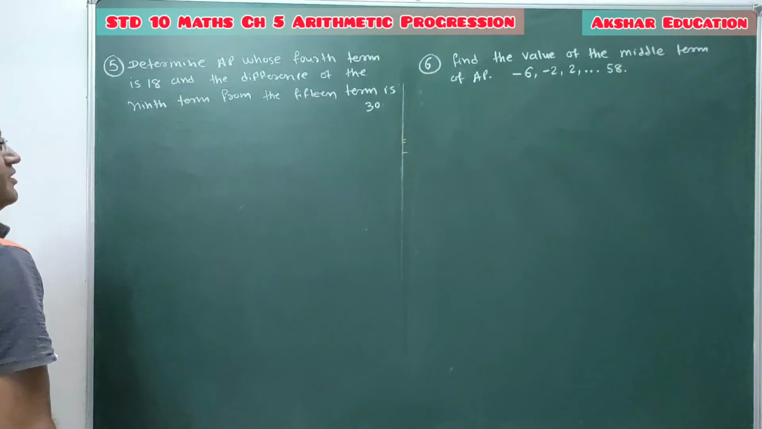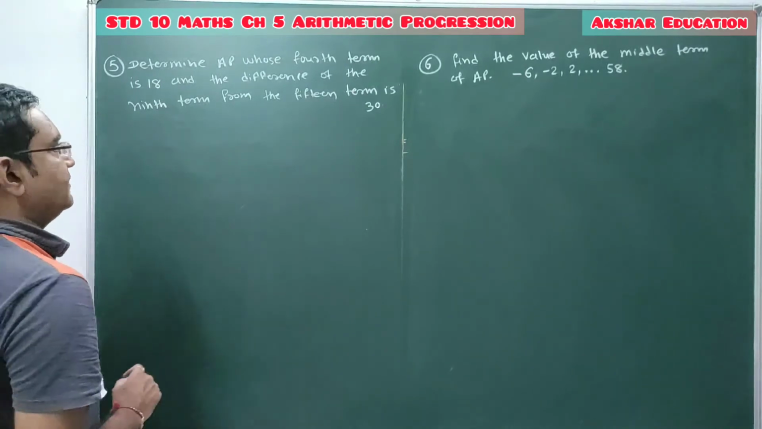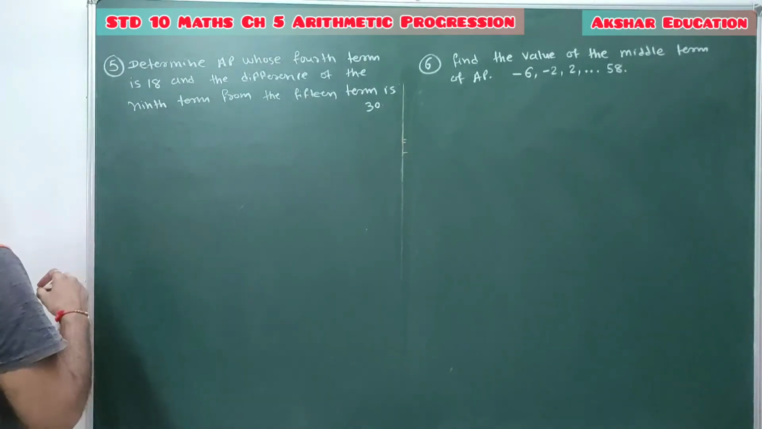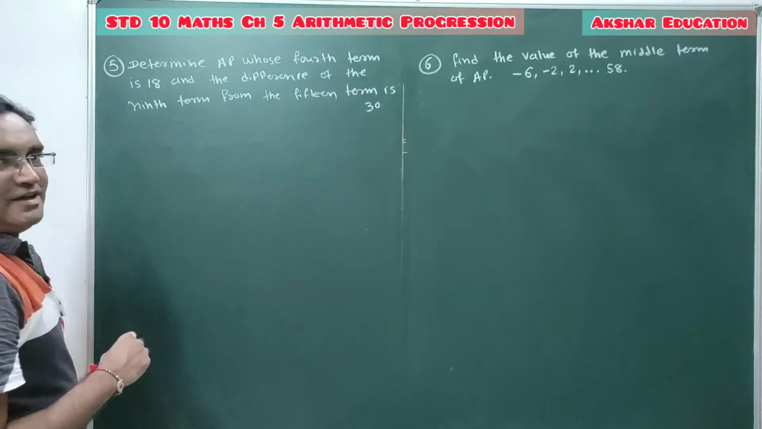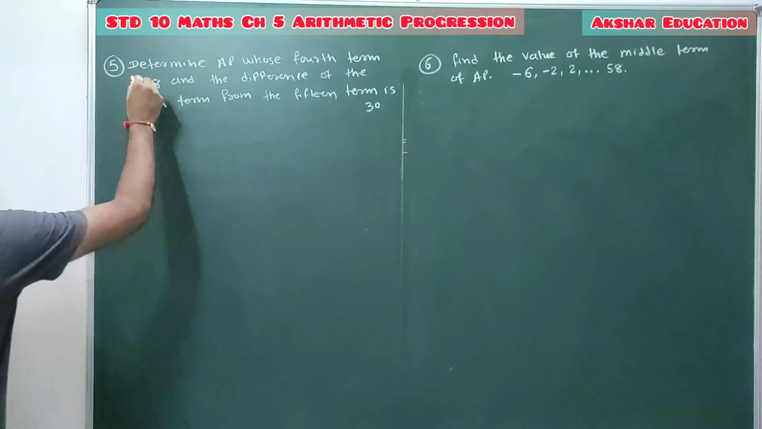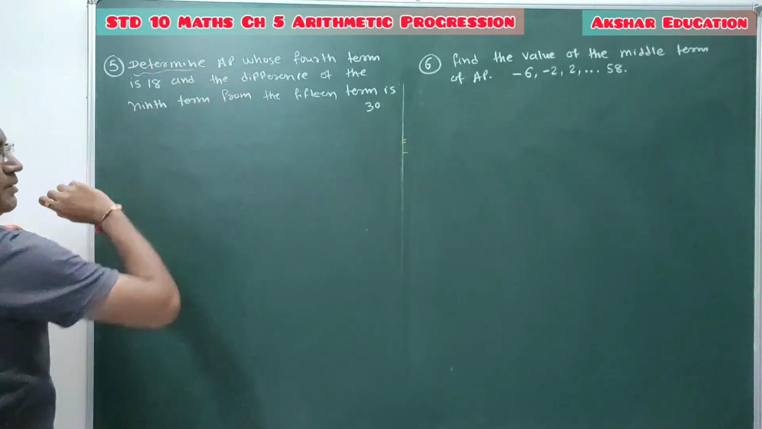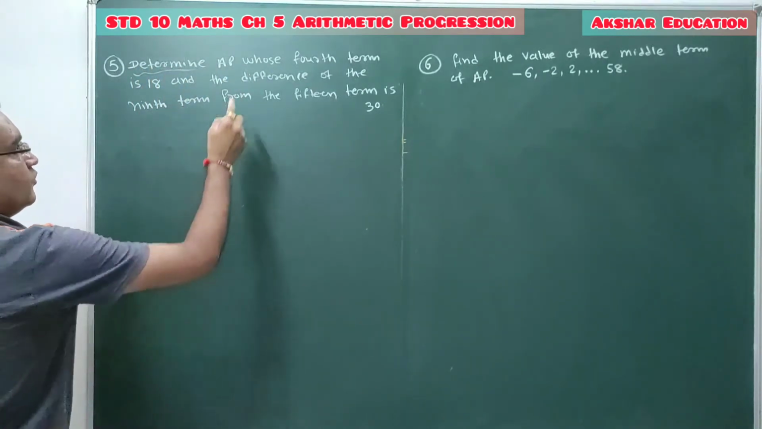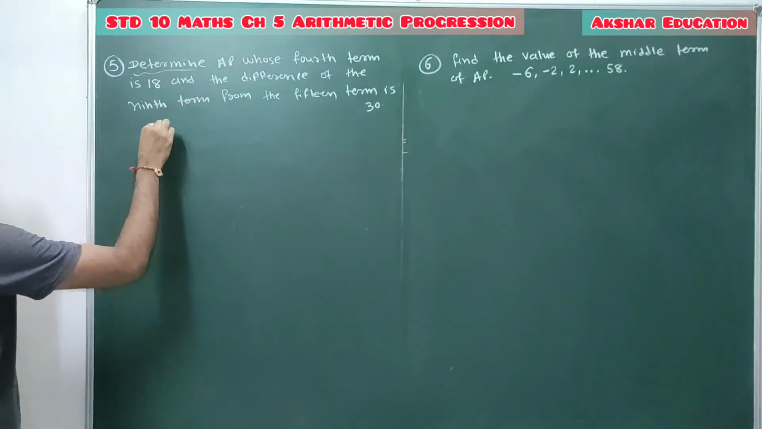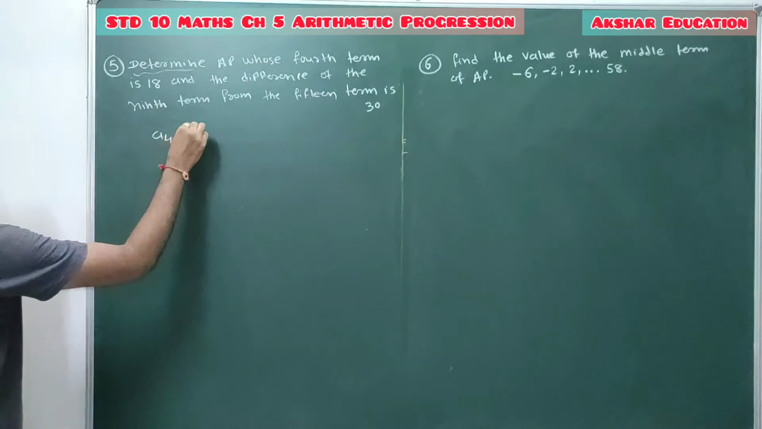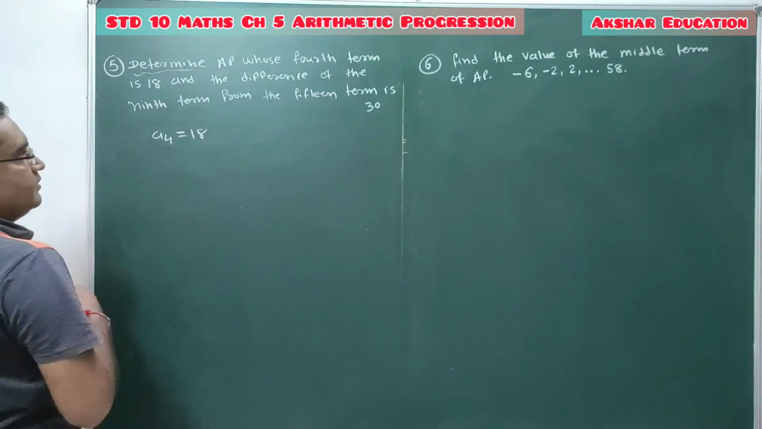Okay students, let's move ahead. That is question number 5. Determine the AP whose fourth term is 18. Determine AP, that means you have to find the arithmetic progression whose fourth term is 18. Fourth term, so fourth term is A4. Fourth term of an AP is 18.